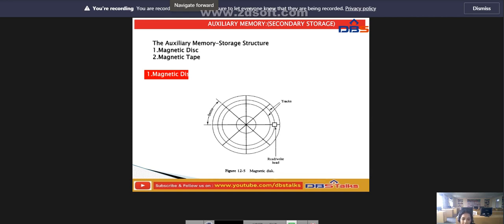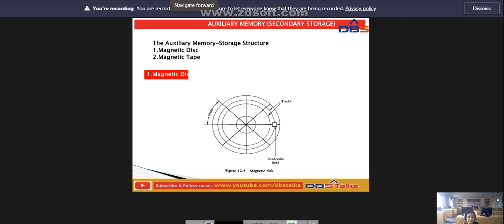The most common auxiliary memory devices used in the computer system are magnetic disks and magnetic tapes. In the first video class we had this diagram, in which the auxiliary memory contains the magnetic disk and magnetic tapes.